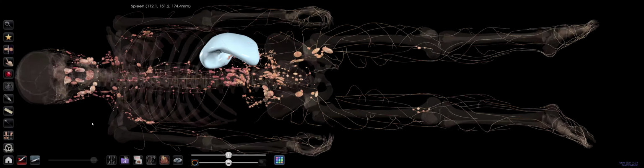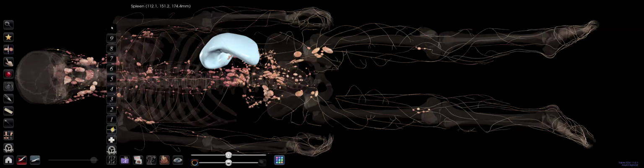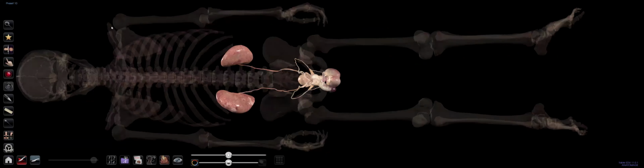Oh, then we go to reproductive. All right. Let's go to preset number 10. And we are going to take a look at the reproductive system. And this cadaver happens to be male. So we have the male reproductive system pulled up here, and both the male reproductive system and urinary system pulled up as well. Explore the structures of the reproductive system by tapping on them to identify them.